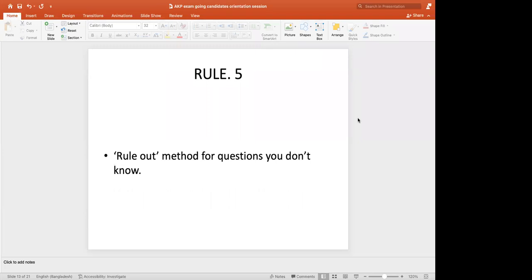Rule number 5: the rule out method for questions you don't know. Suppose there is a question about daydreaming. You don't know the difference between daydreaming and absence seizure. This is a very popular question in AKP: the difference between daydreaming, absence seizure and complex partial seizure. You never read what daydreaming is, but you know that in a seizure, the patient becomes unresponsive for some time.